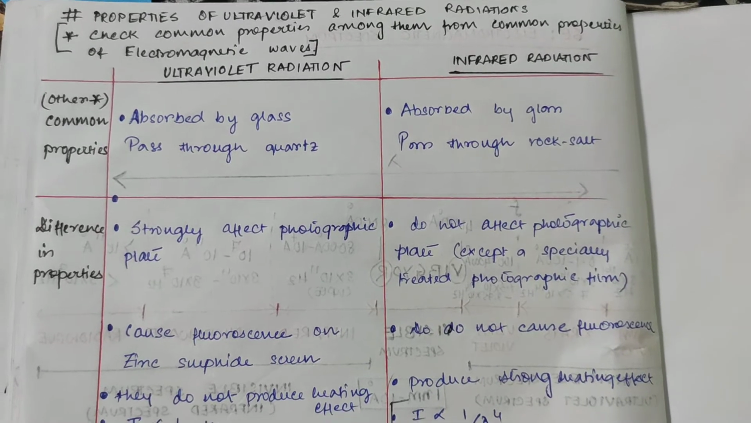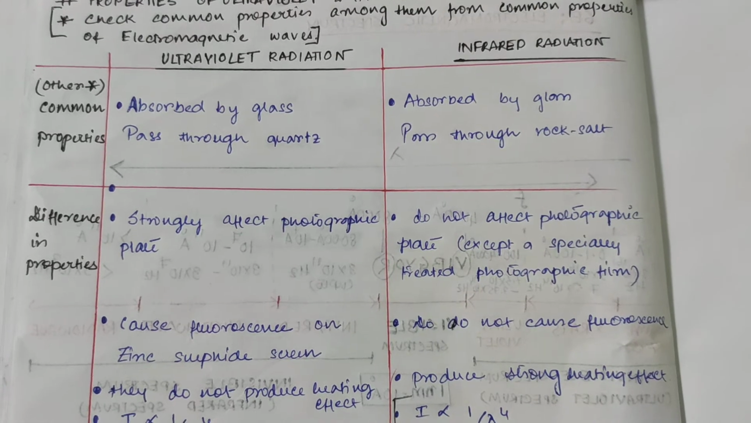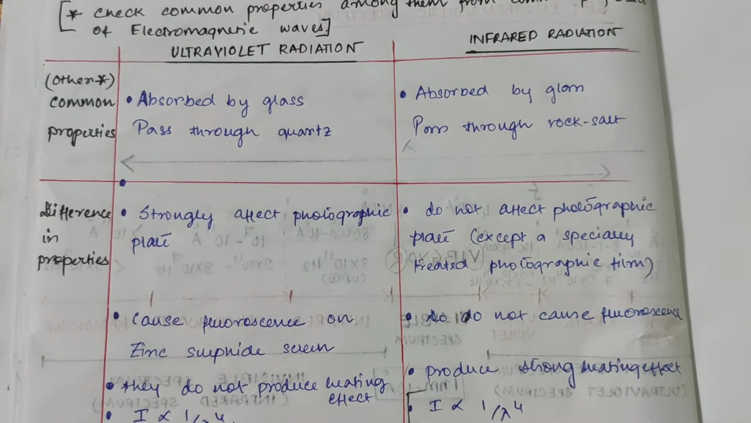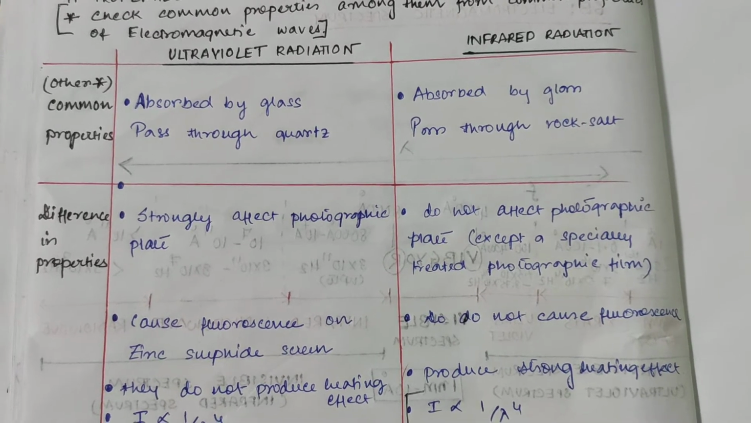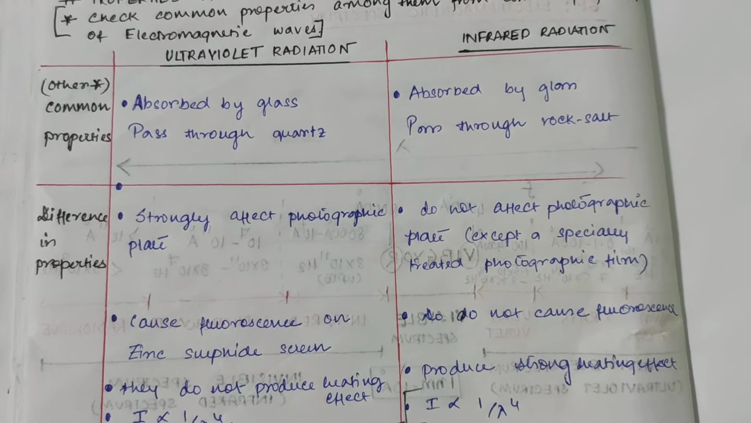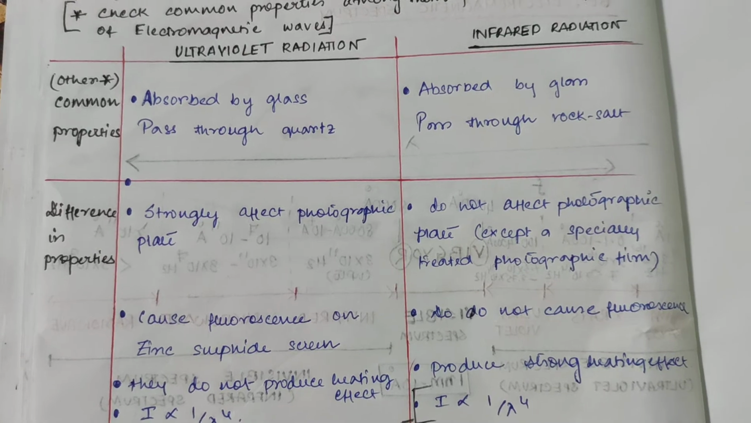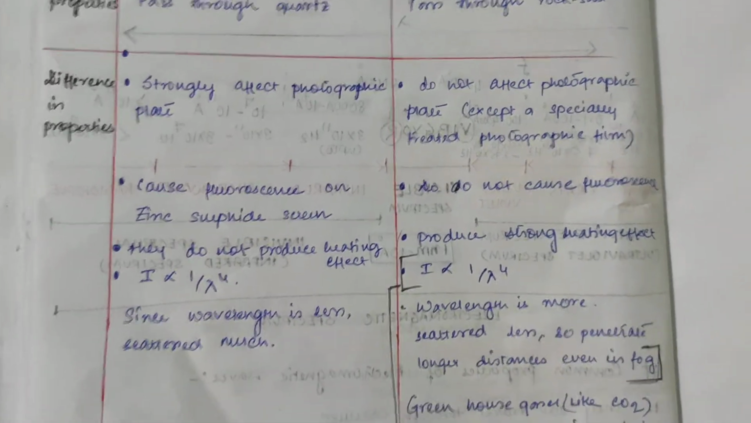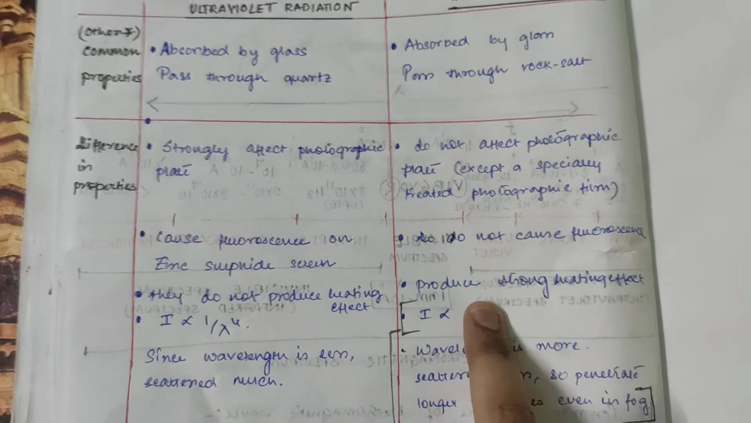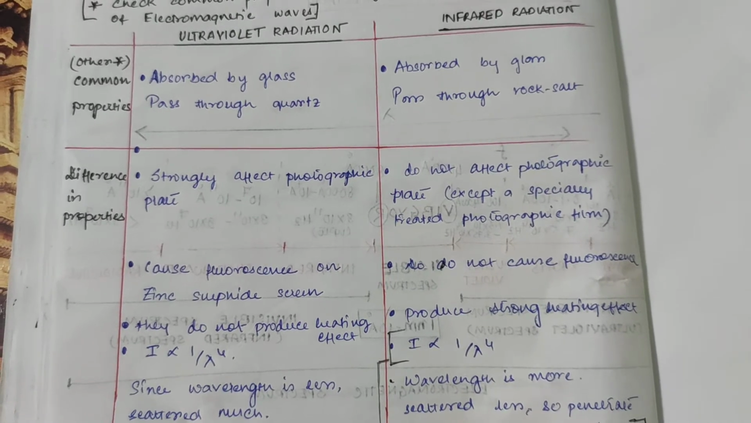Apart from this, some other common properties are: ultraviolet radiation is absorbed by glass, but it can pass through quartz. These are basically used in detection of ultraviolet and infrared radiations. And infrared is also absorbed by glass, but it passes through rock salt. Now you will find that there are some other properties which are different in both of them. That means ultraviolet and infrared vary in these points.